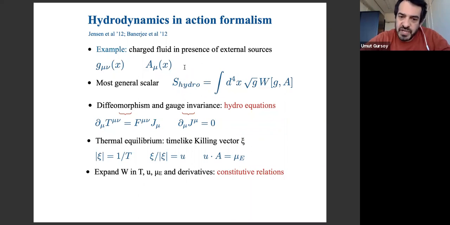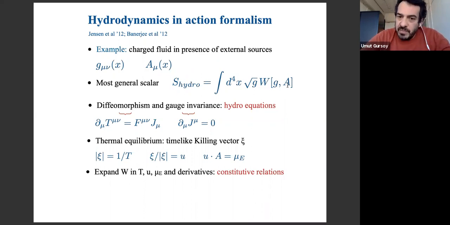So this is going to be just a recap. After that, I will come back to generalize this to spin. Suppose that we have a charged fluid in the presence of some external sources. The external sources would be the metric and the vector field in this case. So you just write down the most general scalar as a function of these external sources, G and A.